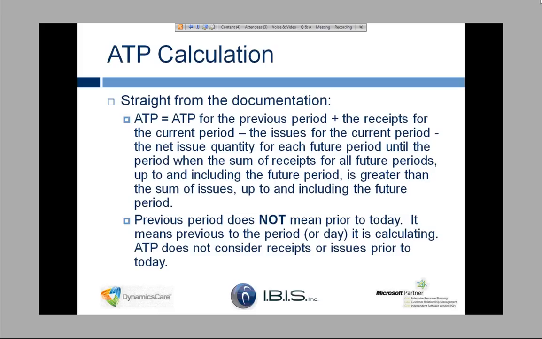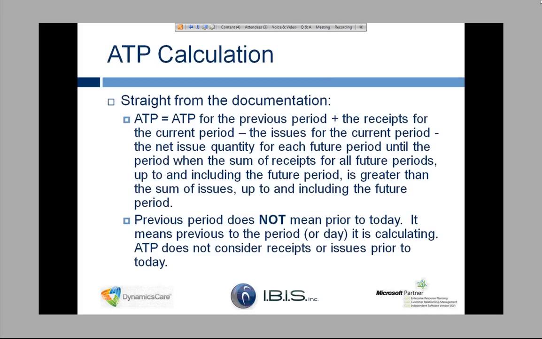Now, one real important note before we stop. Previous period does not mean prior to today. It means previous to the period or day it is calculating. ATP does not consider receipts or issues prior to today. So in order for ATP to work, you need to have all your dates updated as future dates. In other words, any production order or planned order you have out there needs to be replanned and rescheduled to include future dates. Because if they don't, then basically ATP doesn't consider them a receipt.